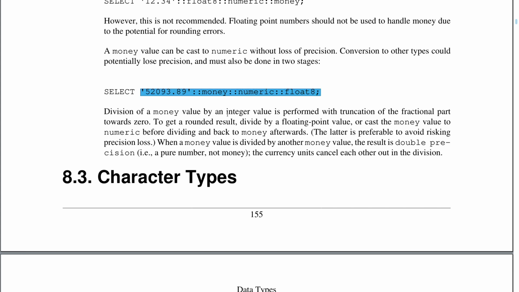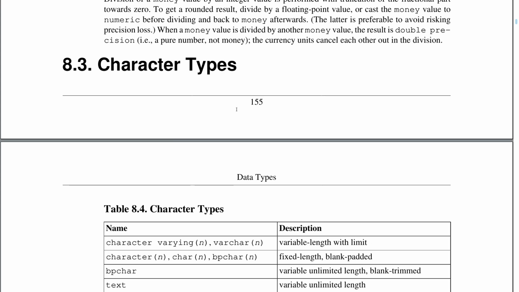Division of a money value by an integer value is performed with truncation of the fractional part towards 0. To get a rounded result, divide by a floating point value or cast the money value to numeric before dividing, and back to money afterward. The latter is preferable to avoid risking precision loss. When a money value is divided by another money value, the result is double precision, that is a pure number, not money. The currency units cancel each other out in the division.